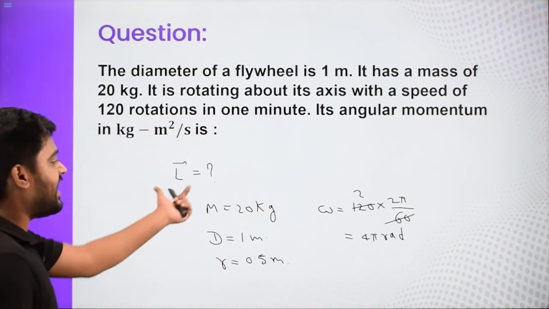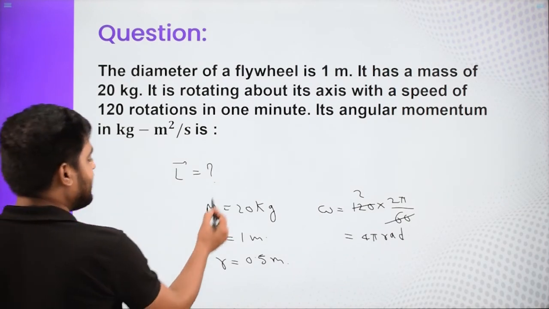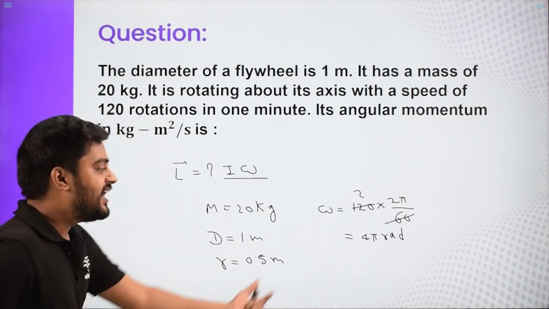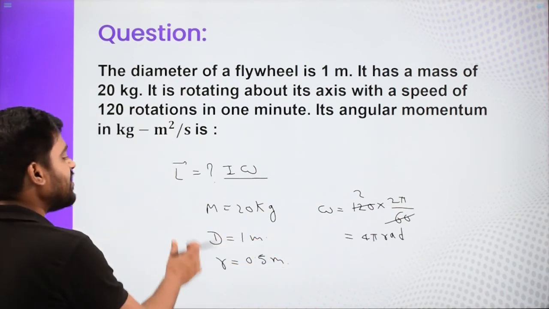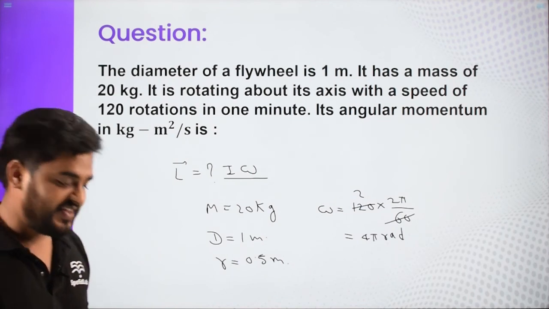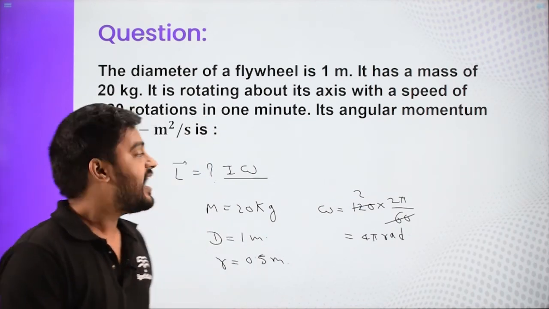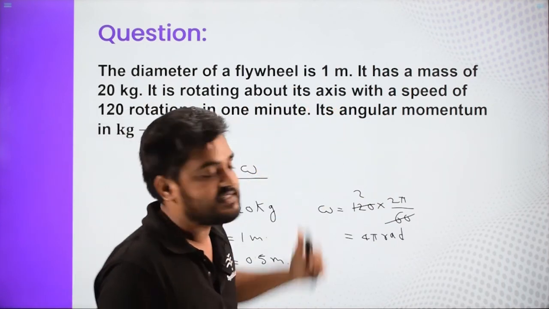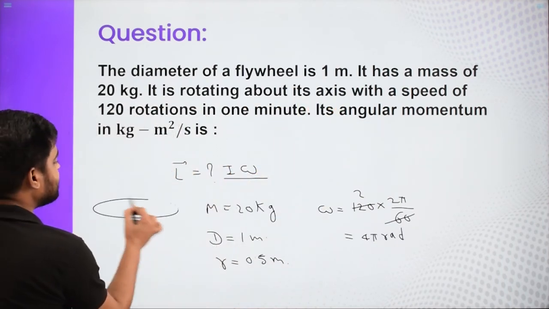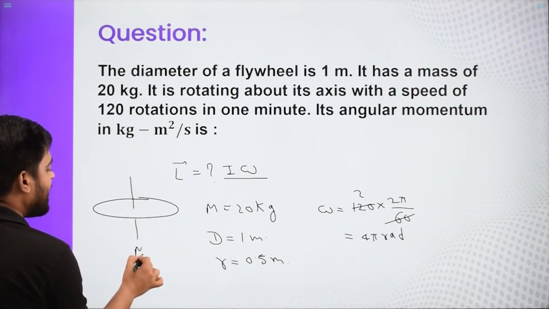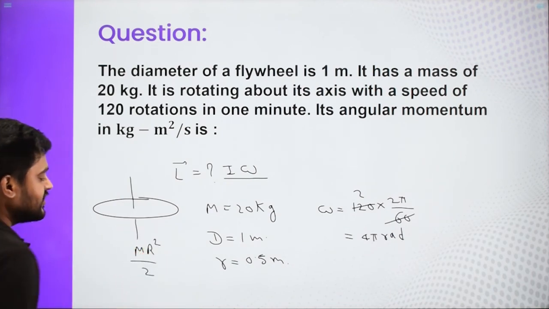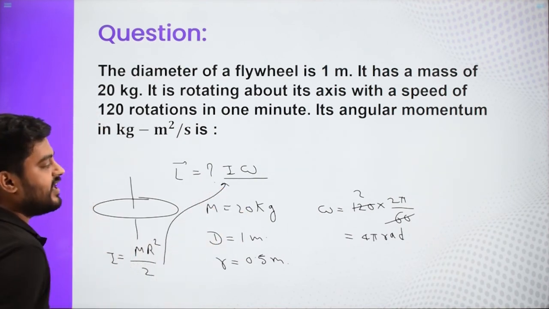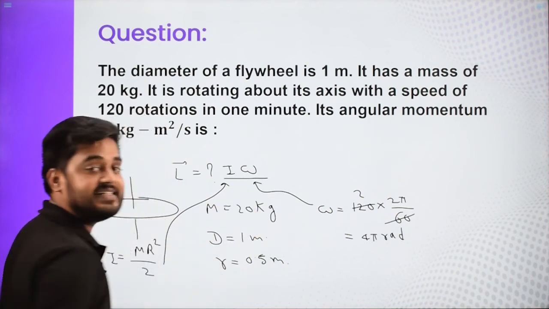Now they are asking us L. Which formula can we apply? We can apply L is equal to I omega. We have already found omega. And what about I? This is a flywheel. A flywheel is a disc, and it is rotating about its axis. So about its axis, the disc moment of inertia is given by m r square by 2. So let us put this value of I and this omega value and get the answer.